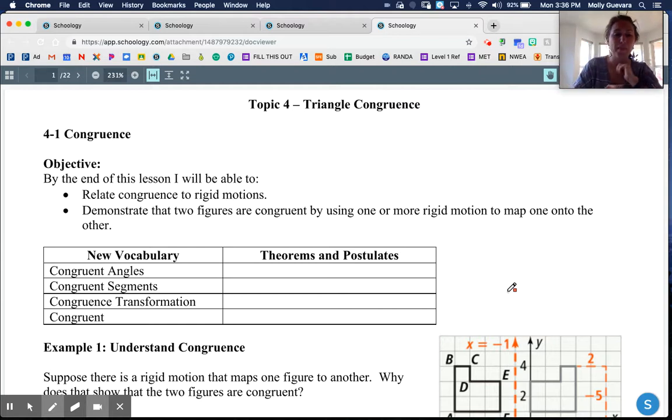Then we're going to demonstrate that two figures are congruent by using one or more rigid motions to map one shape onto the other, meaning how can I move this shape and have it match up with this shape. So 4 new vocabulary terms today: congruent angles, congruent segments, congruence transformation, and then just congruent. Like, what does congruent mean? We're going to turn to the very back of our topic 4 packet, and fill out these 4 terms so that we can go ahead and do the 4-1 lesson.